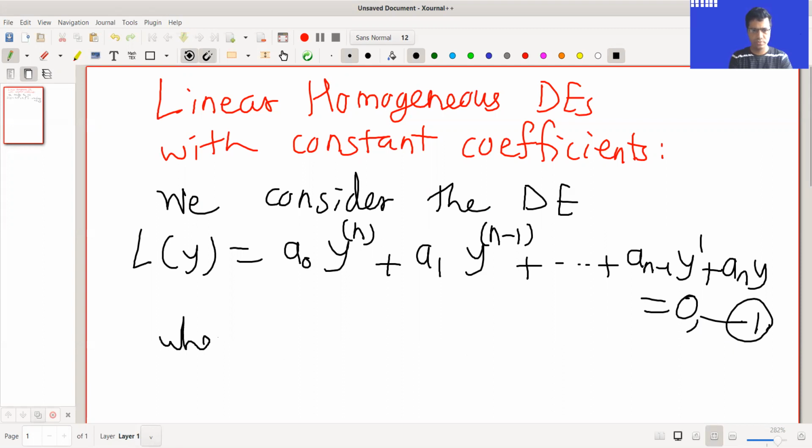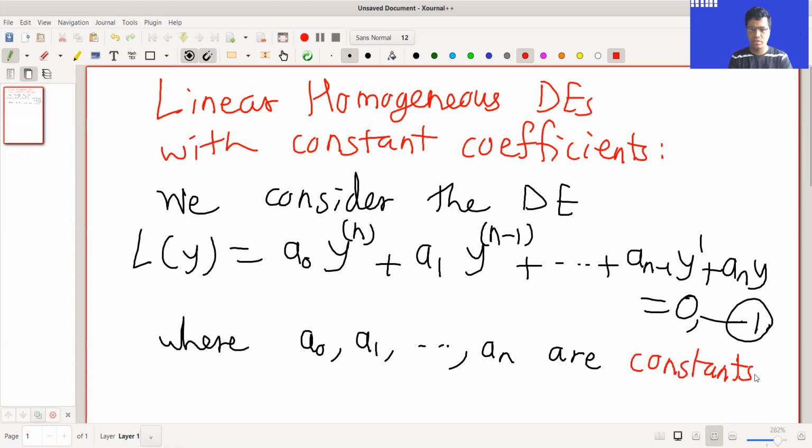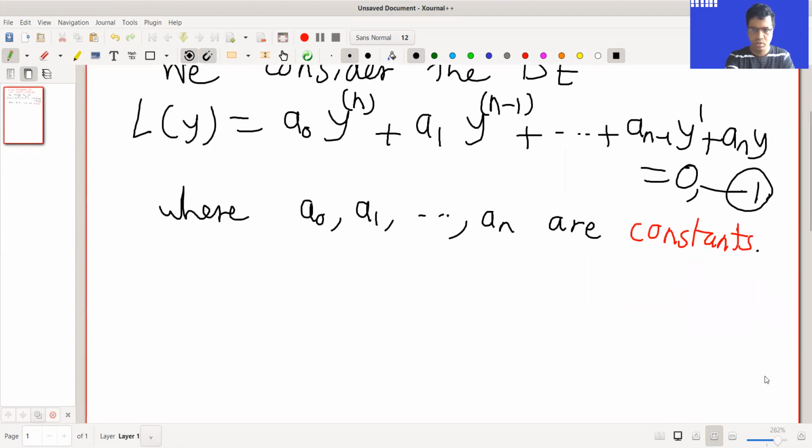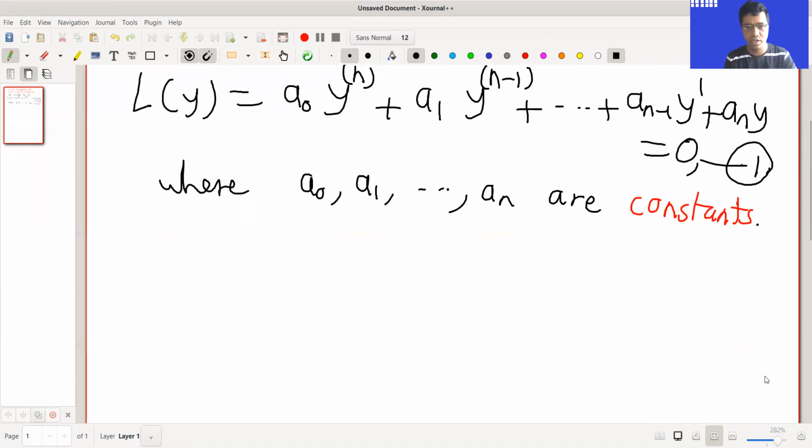where a0, a1, and so on, an are constants. So this equation is called a constant coefficient differential equation. We discuss the general solution of this differential equation in various cases. We need a characteristic equation of this differential equation. So first we define the characteristic polynomial.